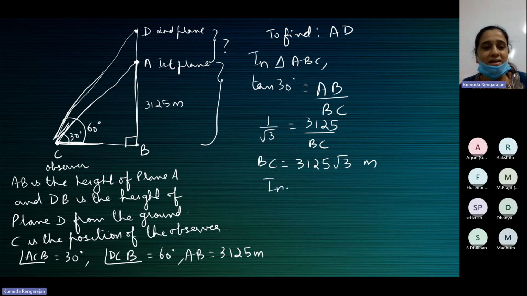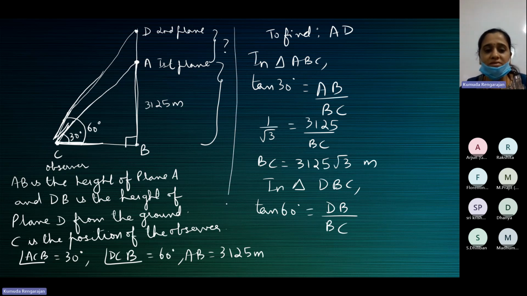So in triangle DBC, which is the angle 60 degrees, you need to connect that with BC and DB. Now you understand, hypotenuse we don't want. So tan 60 degrees is equal to opposite DB by adjacent BC. Tan 60 is root 3, equal to DB by BC.